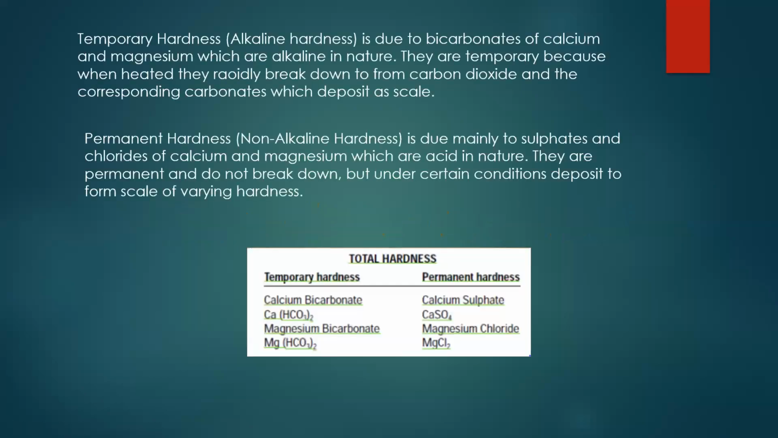So what happens when scale gets deposited? Obviously, the heat transfer will be less, the heat is going to be transmitted to the material, and then material failure is possible. When we talk about hardness, there are mainly two types of hardness. One is temporary hardness, the other one is permanent hardness. Temporary hardness is because of the alkaline hardness. Because of the alkaline things, the hardness we have is known as temporary hardness. And when it is because of the non-alkaline things, that hardness is known as permanent hardness.